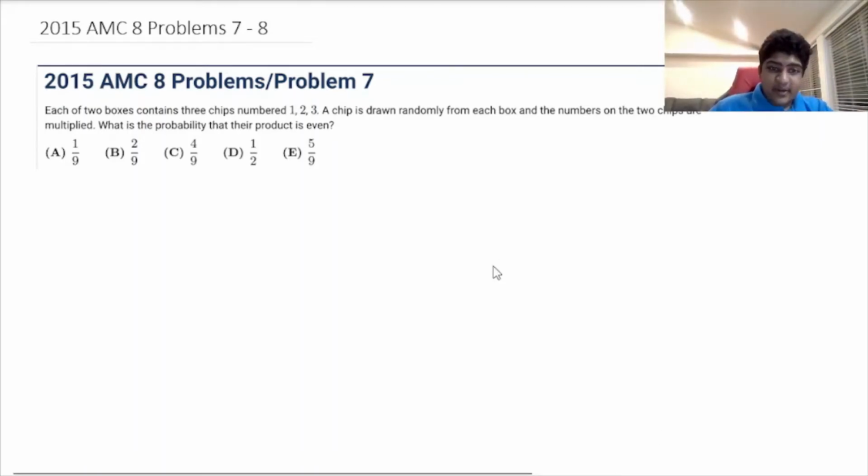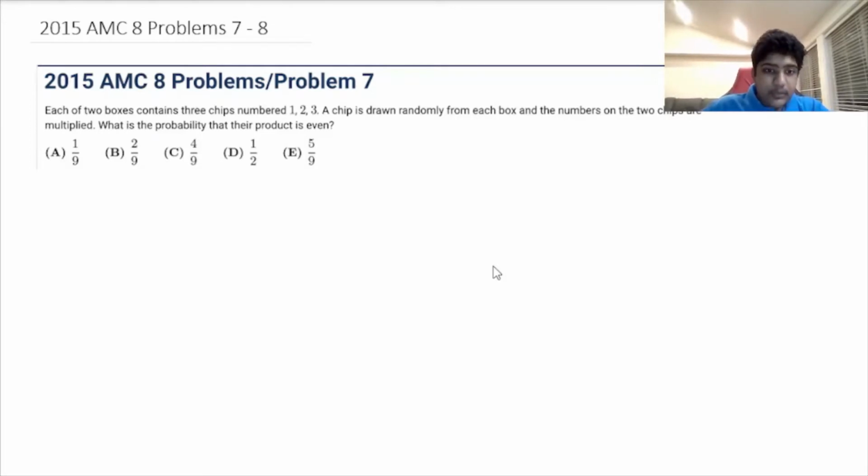Today we will be solving problems numbered 7 and 8 of the 2015 AMC 8. So let's begin with problem number 7. We have that each of two boxes contains 3 chips numbered 1, 2, and 3. A chip is drawn randomly from each box and the numbers on the 2 chips are multiplied. What is the probability that their product is even?